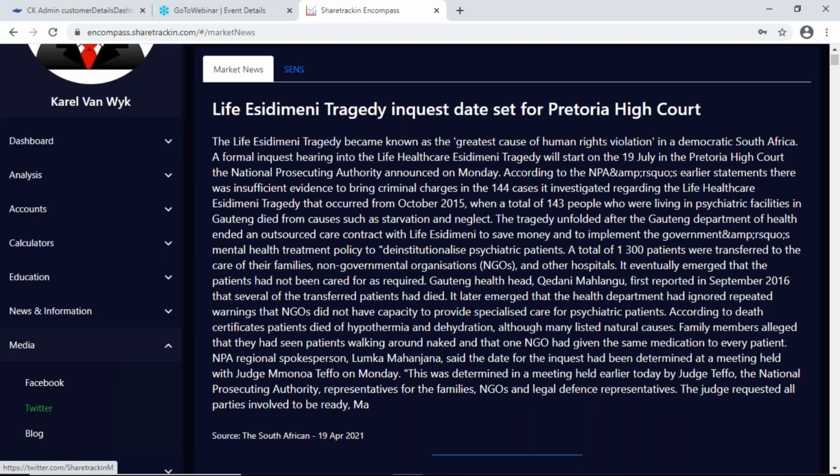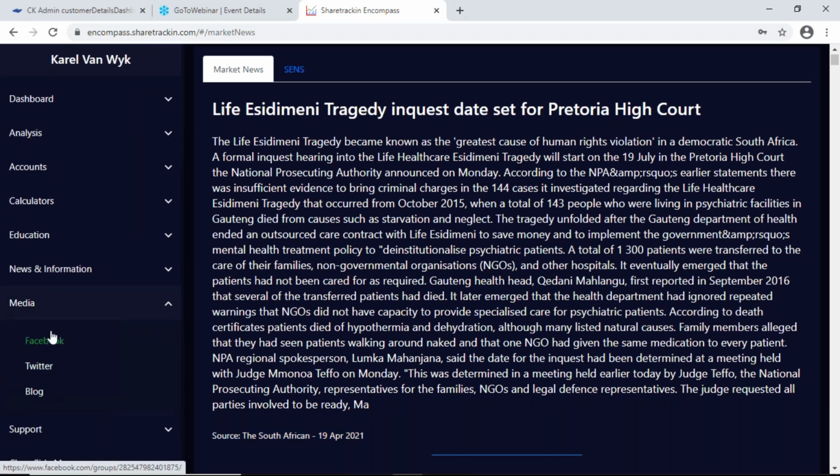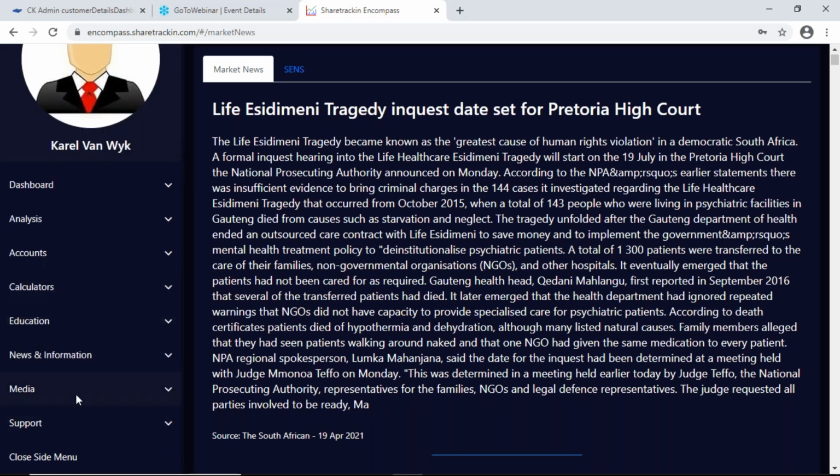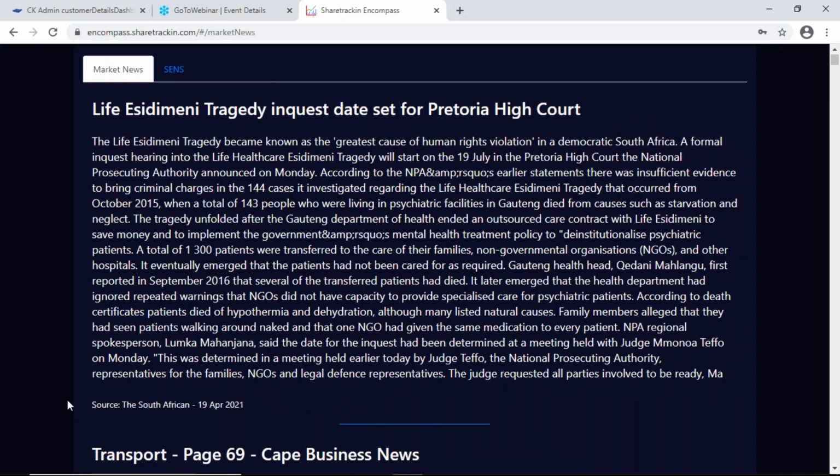Like I said, the last one you would have on your account would be media. So that's where you can find our Facebook page, our Twitter page, and also our blog, where another analyzer is doing webinars as well. So you can find him there. The support function you don't have, and then it would be the close side menu button, which then basically closes my side menu.